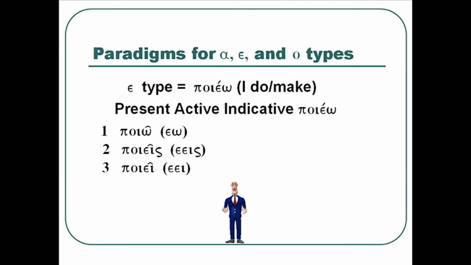Now for our epsilon ending contract verb, we'll take poieo, I do or make. I think this poieo plays a role behind the word poem, believe it or not. It's a work.